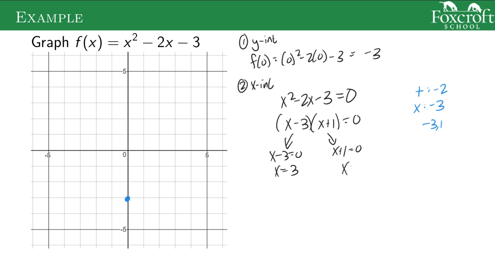I get 3 and negative 1. All right, so those are my x-intercepts. Let me put those on the graph. 3 and negative 1. And the last step is finding the vertex.